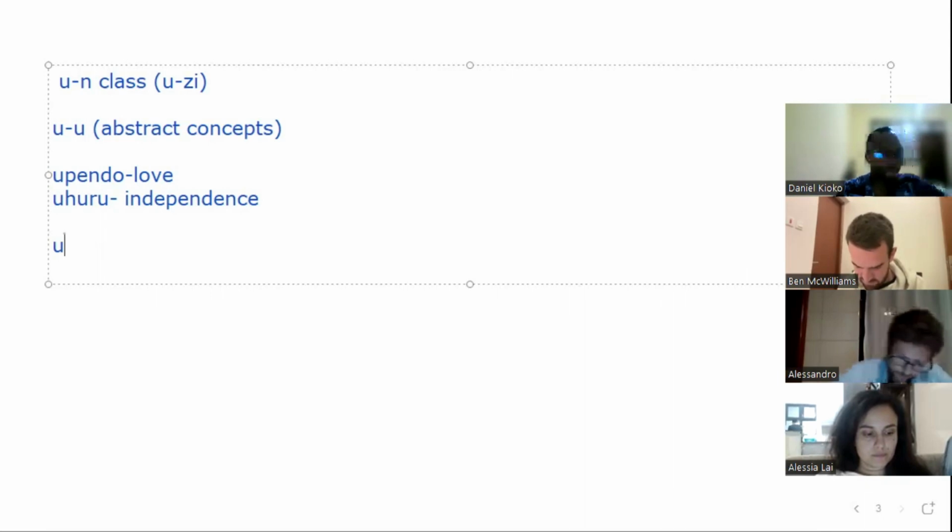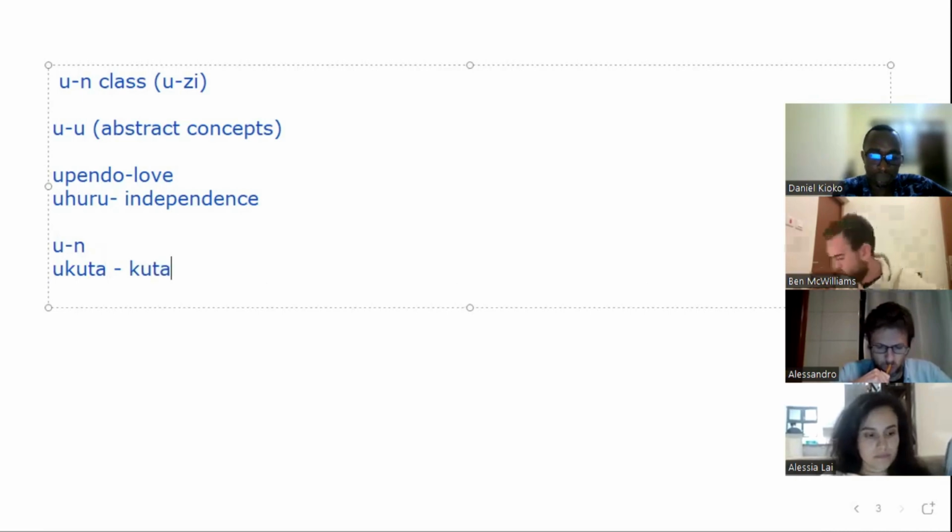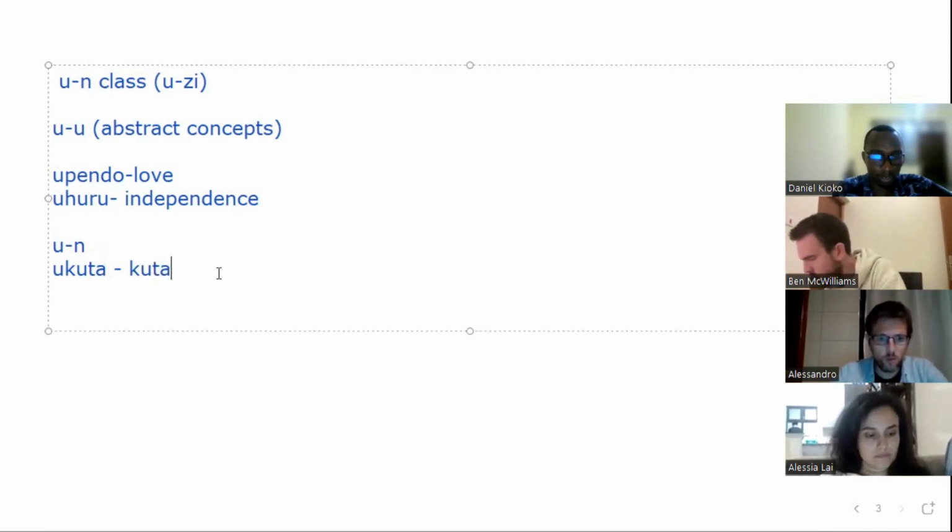The other one now is the U-N, where we have the plural, the things now. Again, this one doesn't have categories, but most of these words will have a U. Ukuta, kuta, that is a wall.